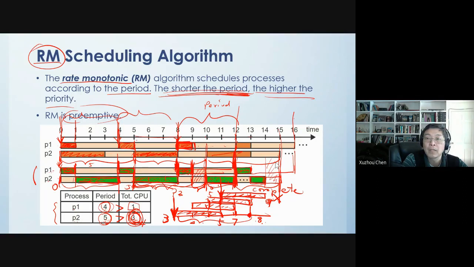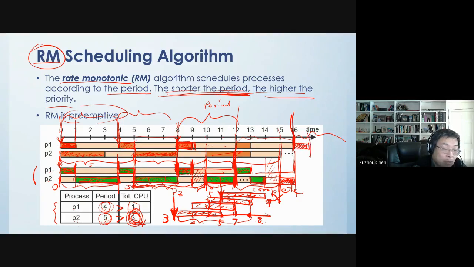At time 15, which process is going to get the CPU? Wouldn't it be process 2 for 1 second and then immediately kicked off after? It's going to get the CPU, but not for long, because once the time reaches 16, the process says, okay, my period ends, so the next period starts. So I can actually request the CPU again.